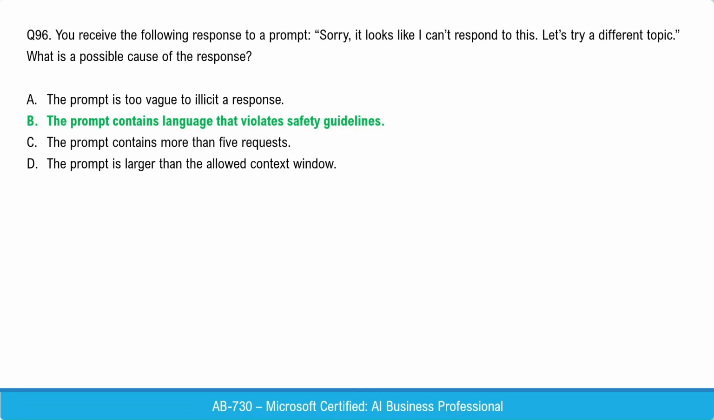Looking at the other options, if the prompt is vague, Copilot typically asks for clarification, not refuses it outright. If the prompt has multiple requests, that's usually fine. Copilot can handle that. And if the prompt is too large, the system may truncate it or behave differently, but it won't give this specific safety message. So the correct answer is B, language that violates safety guidelines.